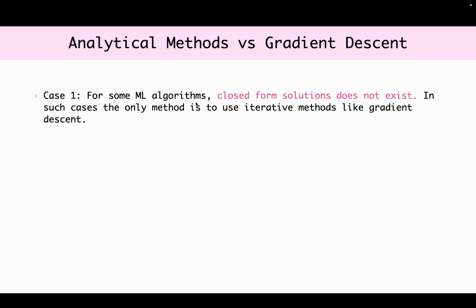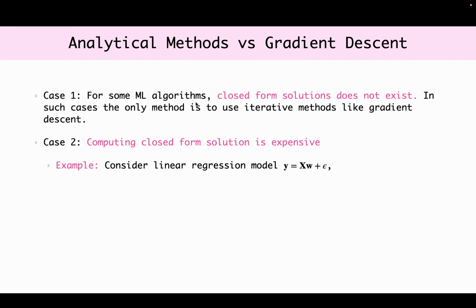But whenever there is no feasibility of a closed form solution, we apply iterative approaches like the gradient descent method. So that is one case. In the second case, computing the closed form solution becomes too expensive in terms of computation. For example, let's take this linear regression model.